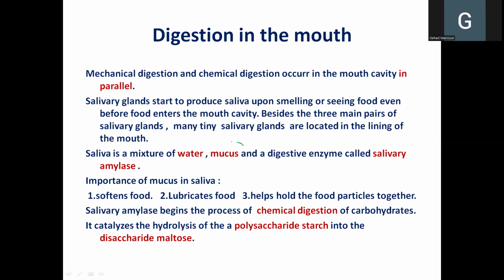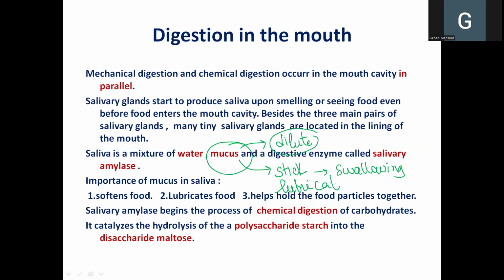And there is also mucus, and mucus is a protein that is present in the nasal cavity and also present in saliva. But in saliva, it's dilute mucus. It's more dilute than in the nasal cavity, of course, and it is important for many things. First of all, it helps to stick the food particles together in order to allow for swallowing. And it also lubricates because it's slippery, to facilitate swallowing.